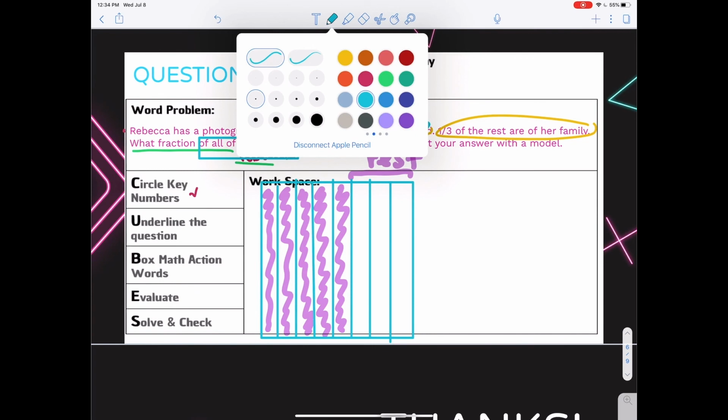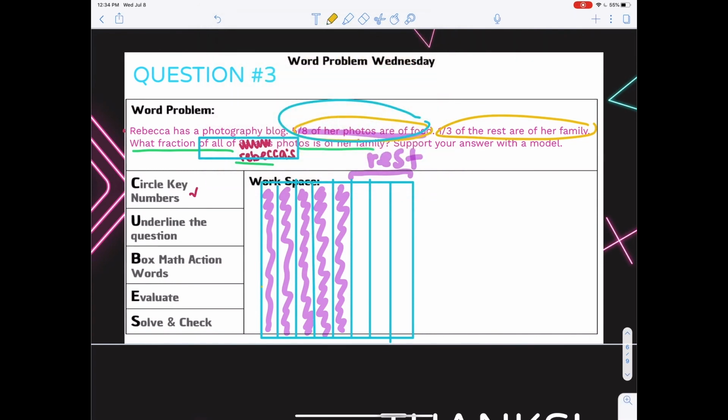So what we're going to do is cut up the rest into thirds. So there's 1/3, there's 2/3, and 3/3. Meaning that this section right here is of her family. Okay? And so now we're going to get the fraction. So there's 1, 2, 3 pieces inside this. And then our denominator is the total amount. So 1, 2, 3, 4, 5, 6, 7, 8, 9, 10, 11, 12, 13, 14, 15, 16, 17, 18, 19, 20, 21, 22, 23, 24. 3/24 of the blog are of her family.